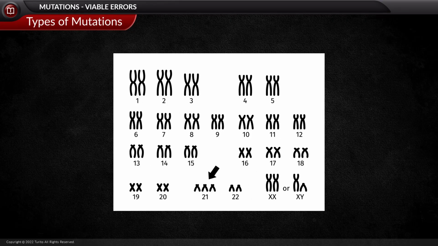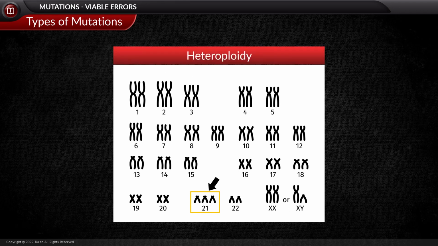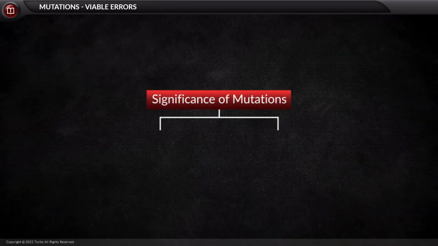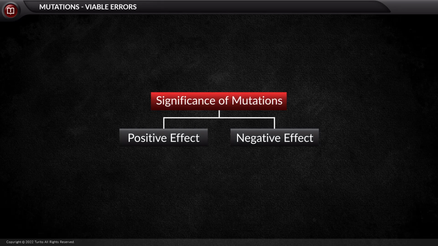Besides, chromosomal mutations are also caused by changes in the number of chromosomes, and the condition is called heteroploidy. Heteroploidy can be aneuploidy and polyploidy. Talking about the significance of mutations, they can have a positive effect. Equally, mutations have a negative effect on living beings.